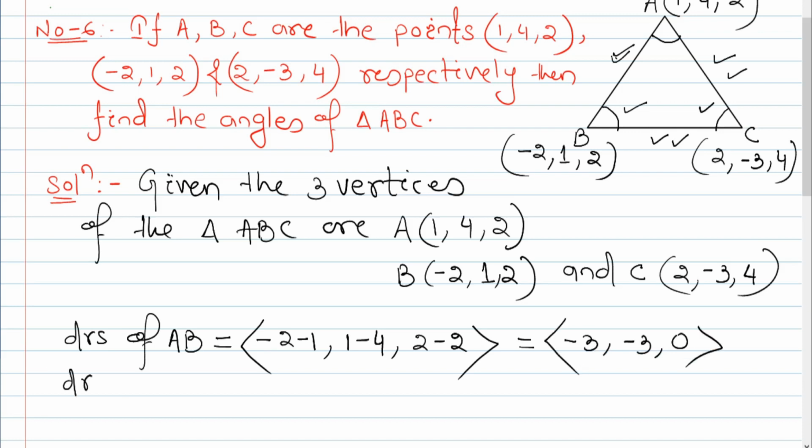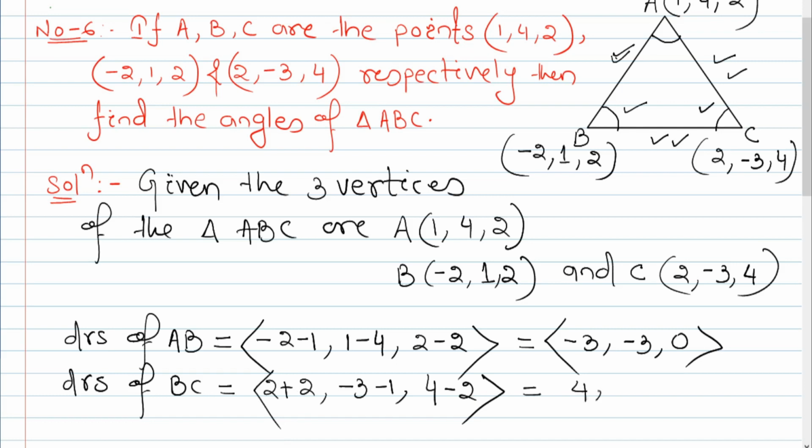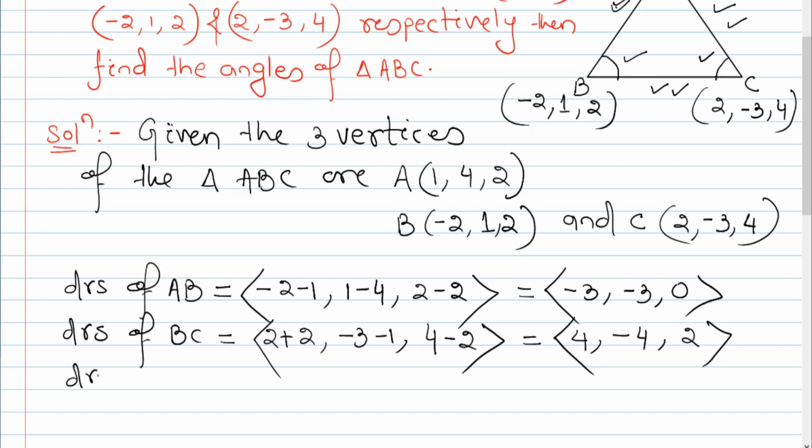Now similarly you can find the DRs of BC. That is 2 minus minus 2, which is 2 plus 2, and minus 3 minus 1, that is y2 minus y1, and z2 minus z1 is 4 minus 2. So this is 4, minus 4 and 2, that is the DRs of BC. Now we'll find the DRs of AC. So AC is 2 minus 1, that is x2 minus x1, and y2 minus y1 is minus 3 minus 4, and z2 minus z1 is 4 minus 2.